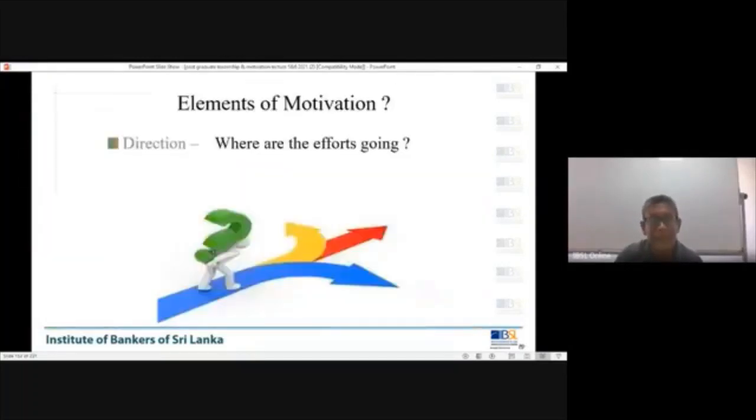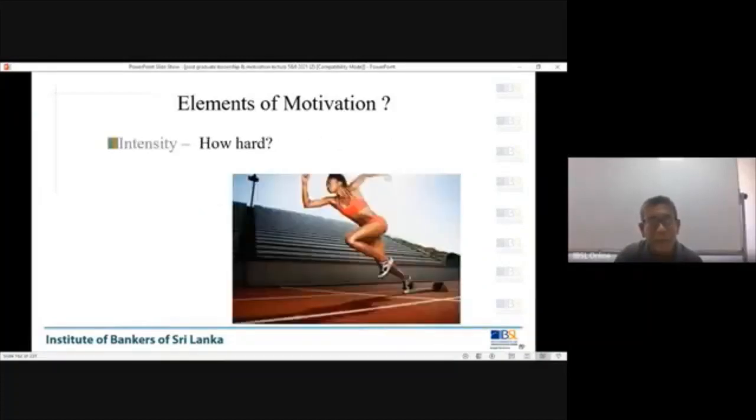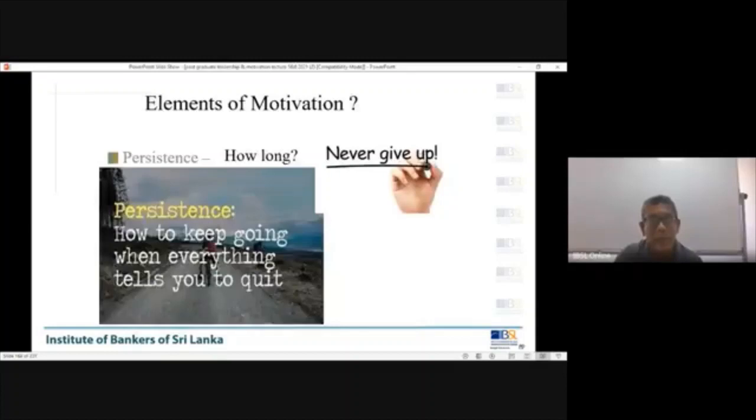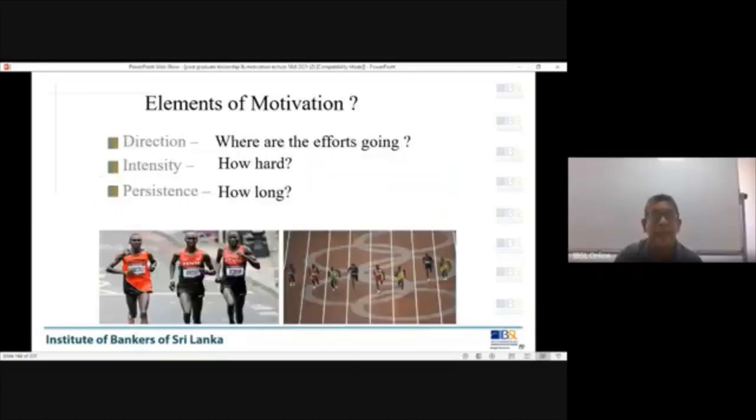Right? So, these three elements are important. Now, what managers try to do is identify these elements. Where are the efforts going? How hard? How long? Right?